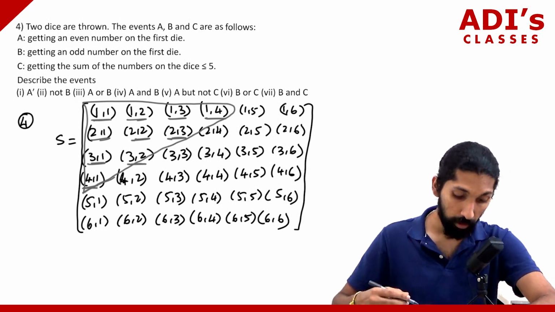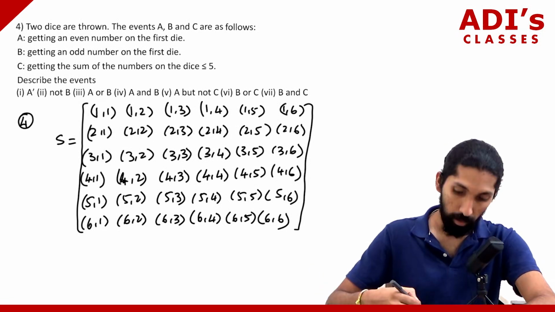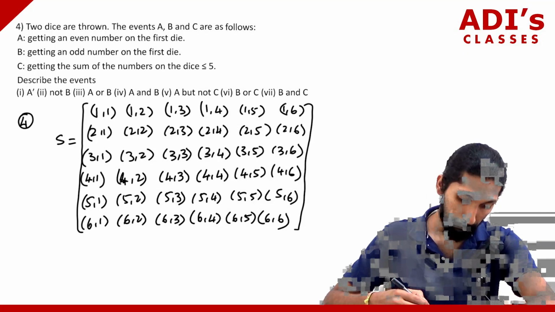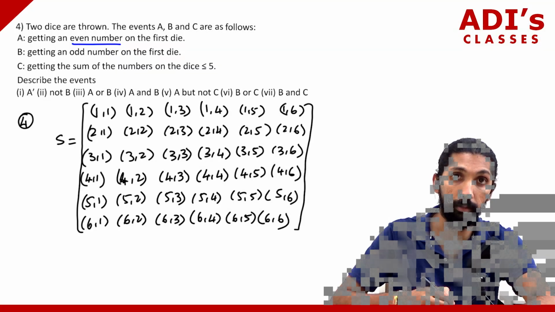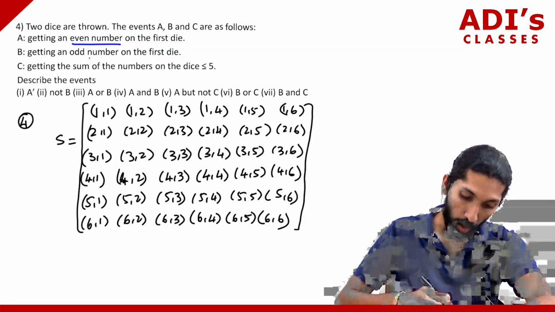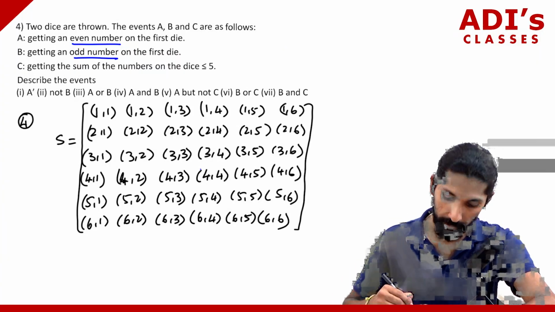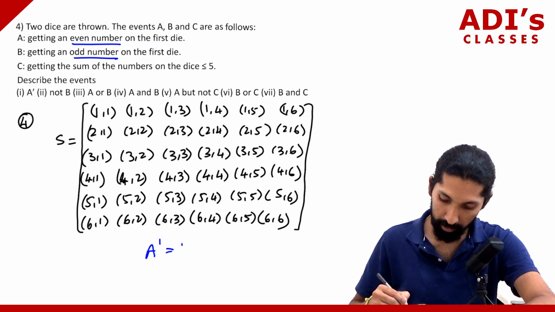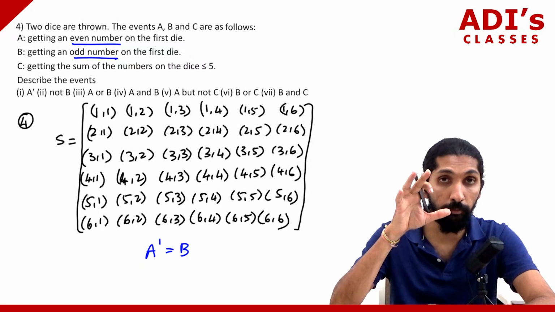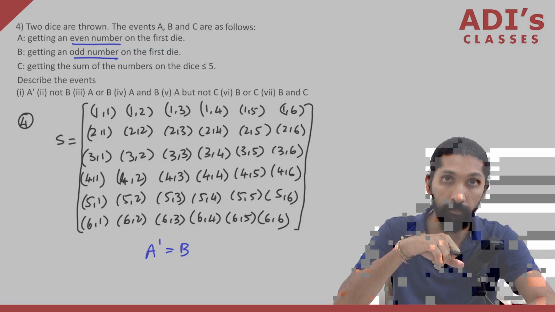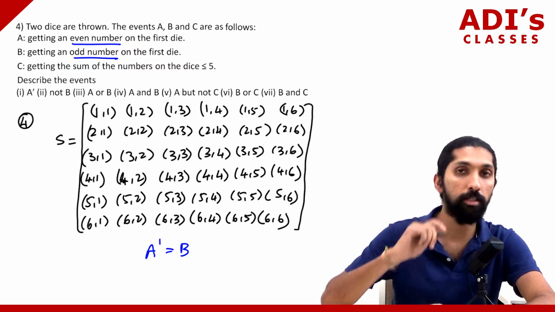Now let's do the next one. Describe the events A complement. A complement is nothing but, see, A is what? Getting an even number on the first die. What is B? Odd number on the first die. Don't you think A complement is nothing but B itself? Correct? So those 18 values, whatever you have written, that is nothing but A complement. That is the answer for the first sub question.